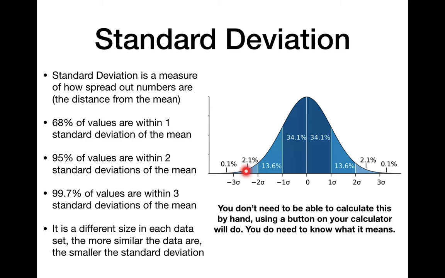99.7% are within three standard deviations of the mean. So we have very few: 0.3% are more than three standard deviations from the mean.